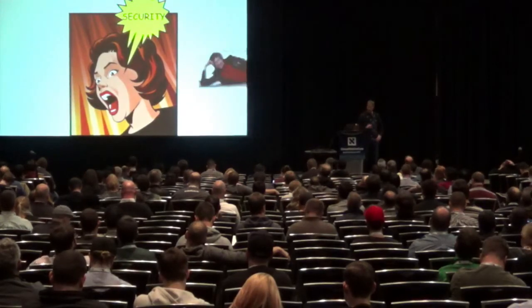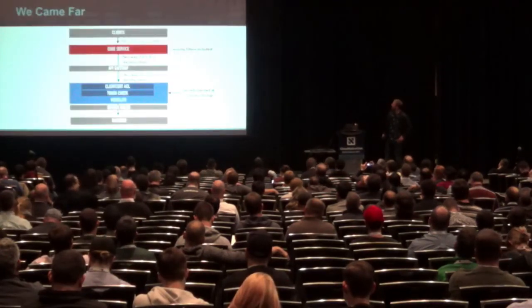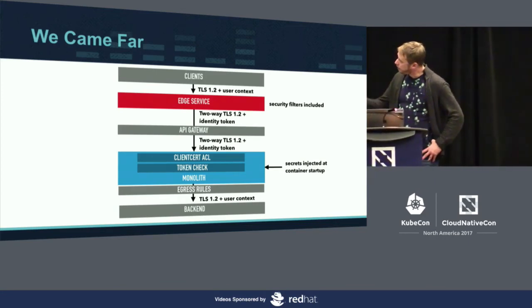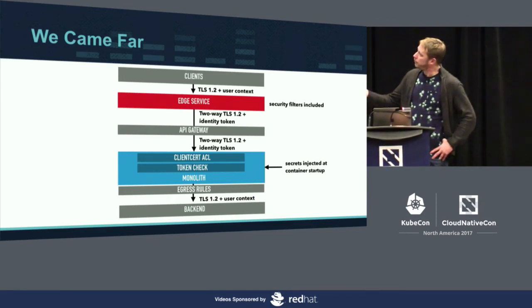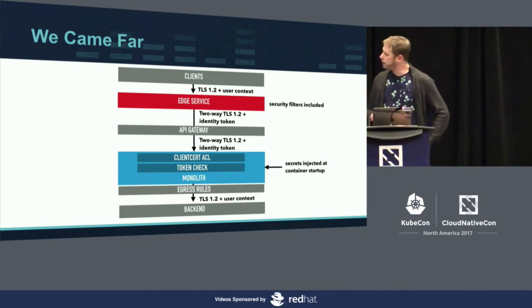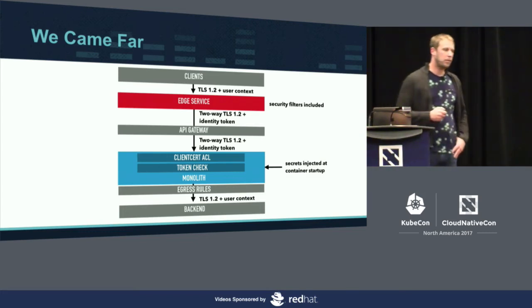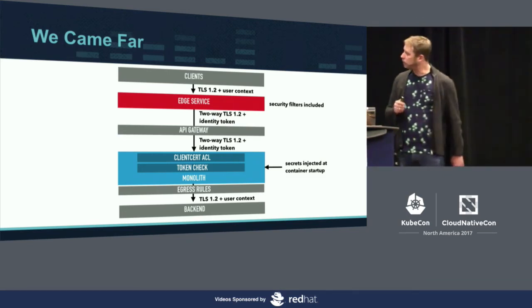So next is security. Once again, my friend, we came far. We have Edge service in place, TLS 1.2 two-way, and those identity tokens all the way. Also security filters enhanced at the Edge service level. At the application level, we enhanced it by performing client certificate ACLs and token checks, and we have egress rules towards the backend to protect against potential malicious containers accessing all those backends.